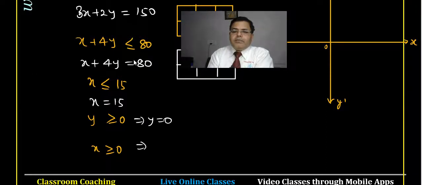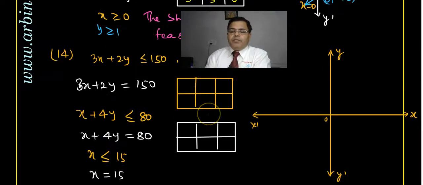So these are the equations. Now we have to put the values corresponding to it. If I put x is equal to 0, then y is 75. And if I put y is equal to 0, then x is 50. So the value is the bigger one.